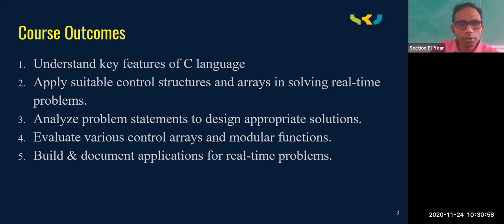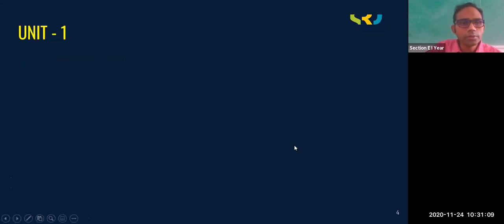Then you are going to build and document the applications for real-time applications. So this is the final outcome of your subject. After completing this subject, you are going to build or complete a project based on real-time scenarios. Let us go to the next slide.